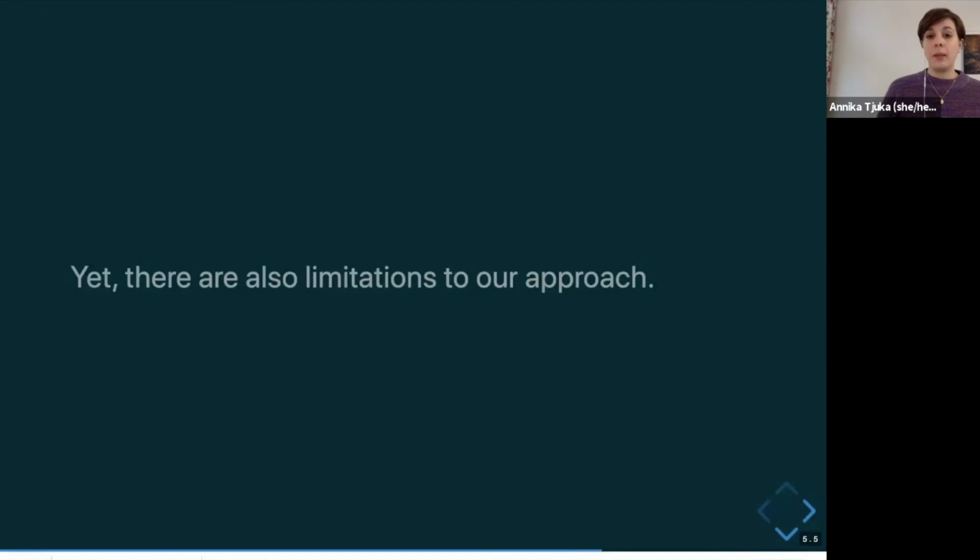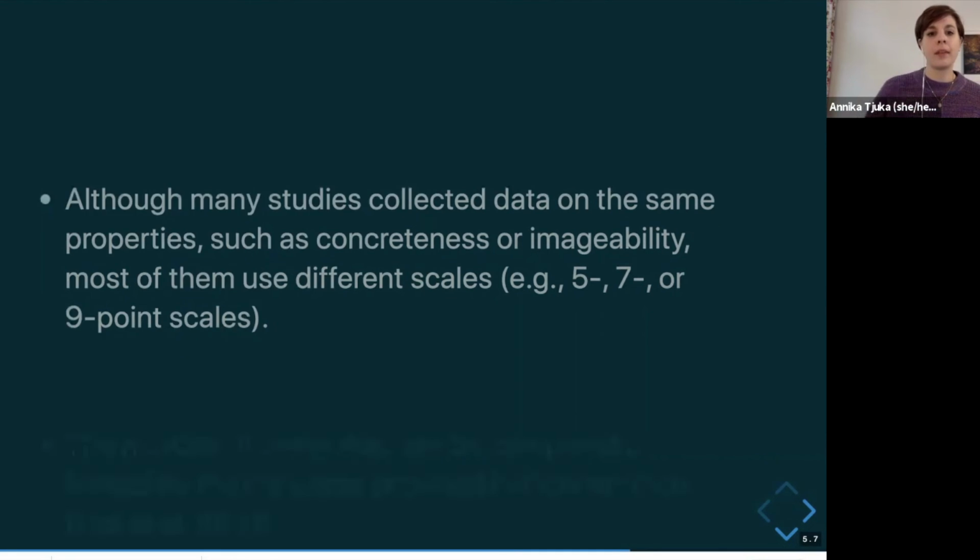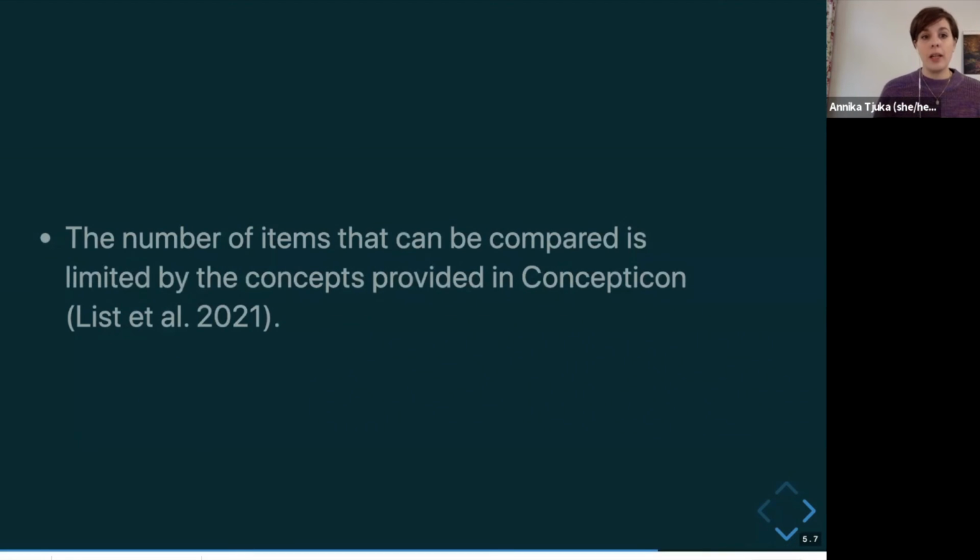But there are also some limitations to our approach. There are many studies that collect data with participant judgments, but often they use different rating scales. So we have 5, 7, or 9-point scales. So the data that is collected across languages is actually not really comparable because different scales were used. And this can be shown by having a look at the NoRaRe data. The number of the items that we can compare is limited by the concepts provided in the Concepticon. If you would like to know more about the whole workflow behind this database, please reach out to me or send me a message afterwards.